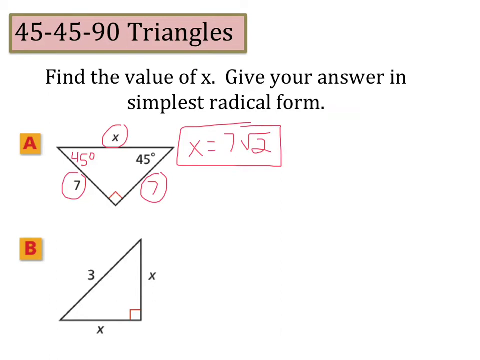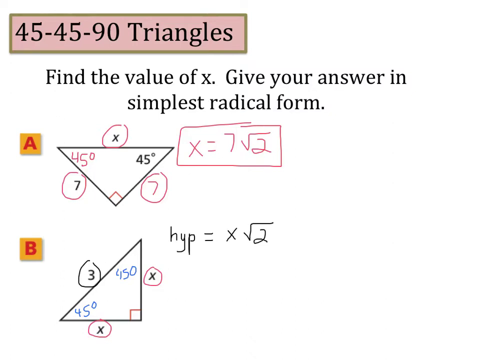For part B, since these two legs are the same, I know this has to be a 45, 45, 90 triangle. And if that's the case, I know that this is the hypotenuse. So what I know about the hypotenuse is the hypotenuse has to equal the value of the legs times the square root of 2.